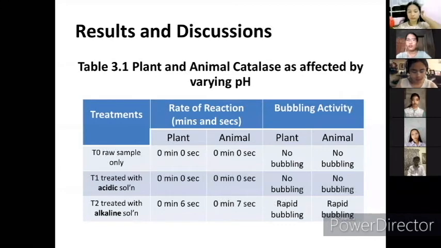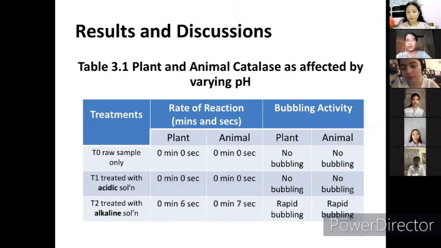For the treatment control, wherein there is only the raw sample, we didn't see any observation, since this is only a control treatment, and it's for comparison only. The very interesting treatments in this particular table are treatment 1 and treatment 2.